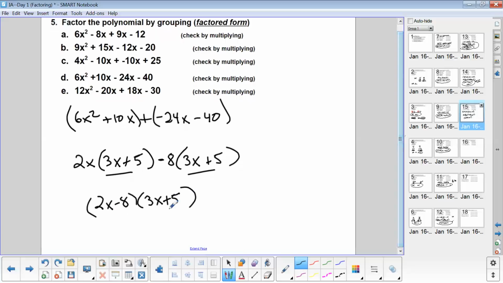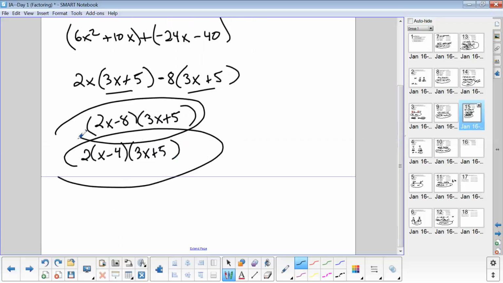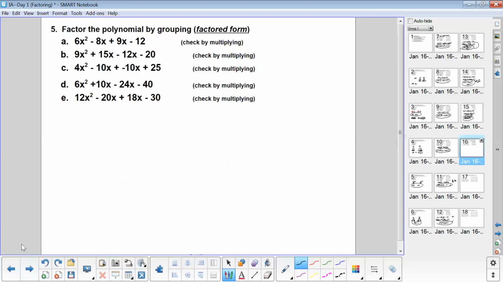Now this one could also be written, since it's 2x minus 8, I could factor a 2 out there and I get x minus 4 times 3x plus 5. So either of those would be correct. Last one, I've got 12x squared minus 20x plus 18x minus 30.